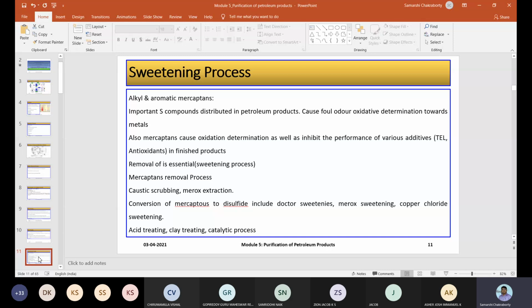Later on, if it gets oxidized, it can lead to acid rain, and if formation of H2SO4 takes place within the system itself, that may also have a detrimental effect. So mercaptan can also cause oxidation deterioration, as well as inhibit the performance of various additives. These additives are like octane boosters such as TEL, which means tetraethyl lead, and antioxidants in the finished product. So its removal is pretty much essential.